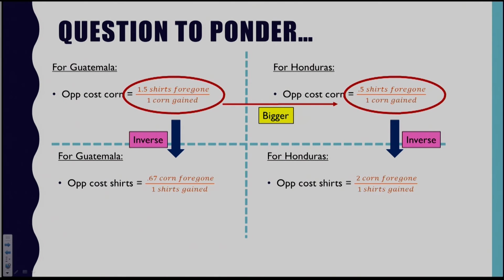1.5 is bigger than 0.5, and you see that with my yellow note. All right, so we use theory of comparative advantage, and we see that one has a bigger opportunity cost than the other. One has a smaller opportunity cost than the other.